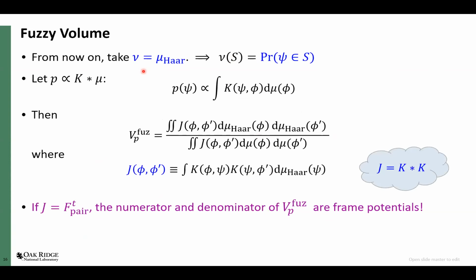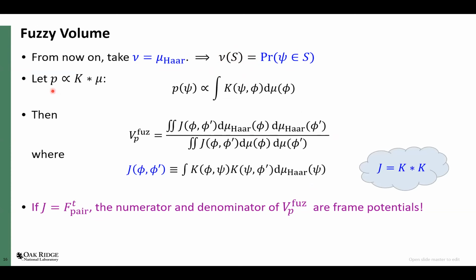In the rest of the talk, I'm going to use the Haar invariant measure as our geometric measure. When we do this, the measure of any set becomes the probability that some random state is a member of that set. You may see at some places I use the term volume, at other places the word probability, but with this choice, they're actually equal.